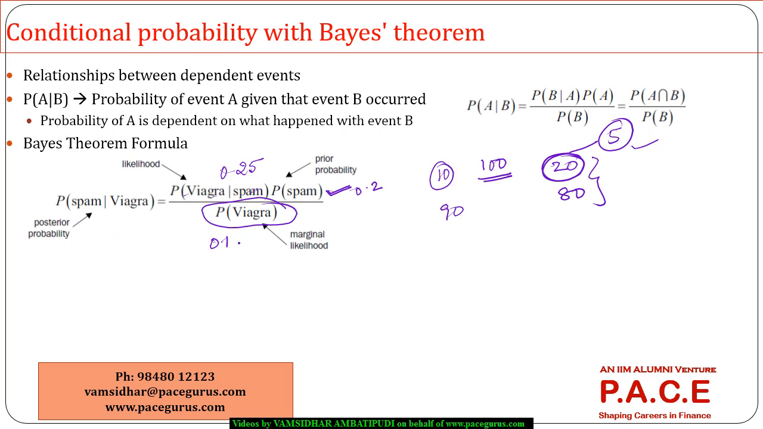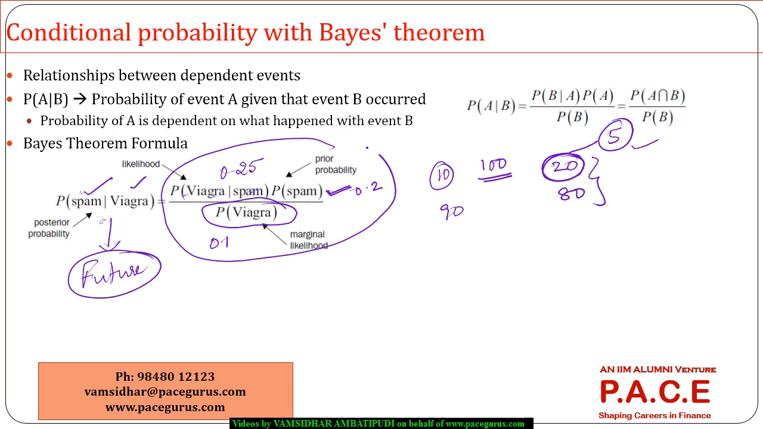Now, using this information, I am trying to find out the posterior. This is for the future. I don't know now whether the mail is a spam or not. That is the future part. I have to classify it. The moment it contains the word Viagra, I will find out the probability that it is a spam.